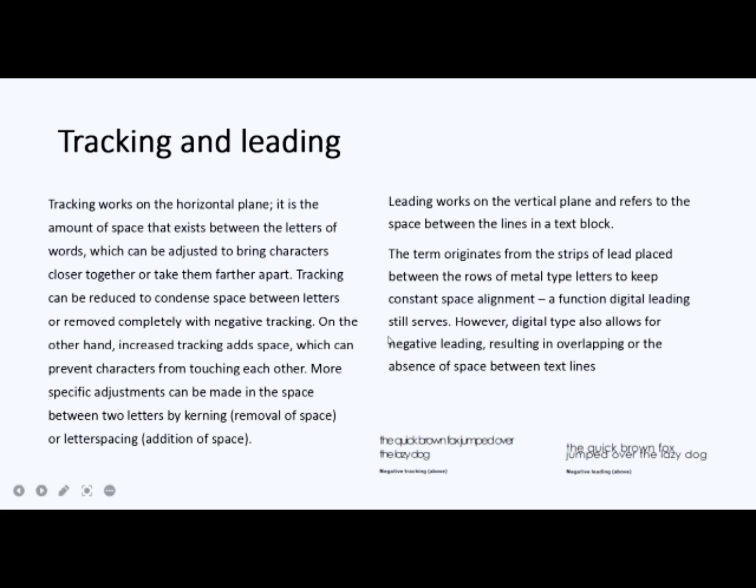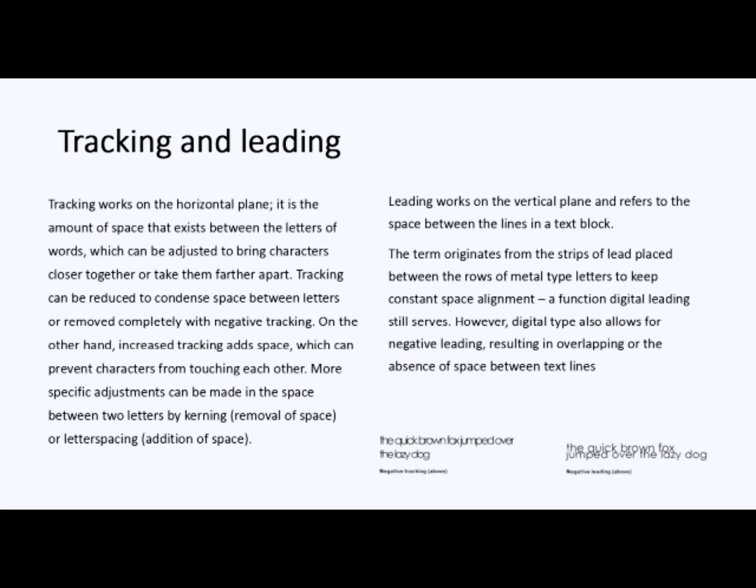That is basically negative tracking. So tracking basically is the space between each character. Positive tracking is additional space between each character, and negative tracking is less space between each character. Now there's something called leading.